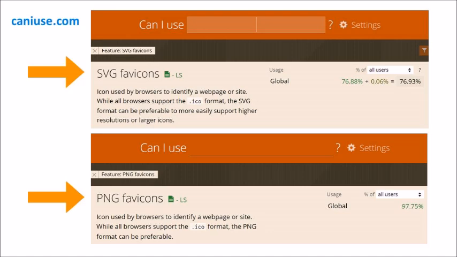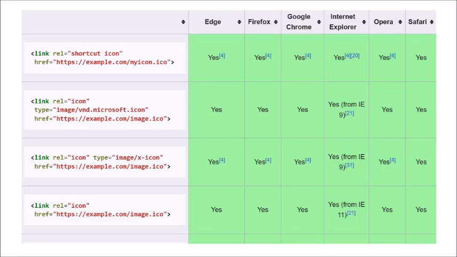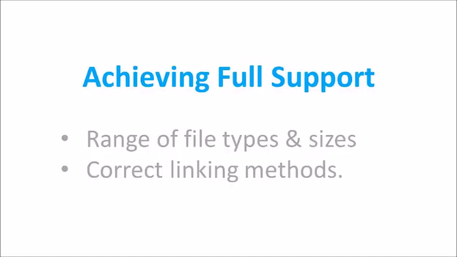website Can I Use, SVG has less than 80% support. PNG has more at 97.75%. And as it mentions here, the .ico format has full support. So different browsers have different requirements for acquiring your site's favicon images. And of course, if you want to achieve full support, then you'll need a range of file types and sizes and the correct linking methods.